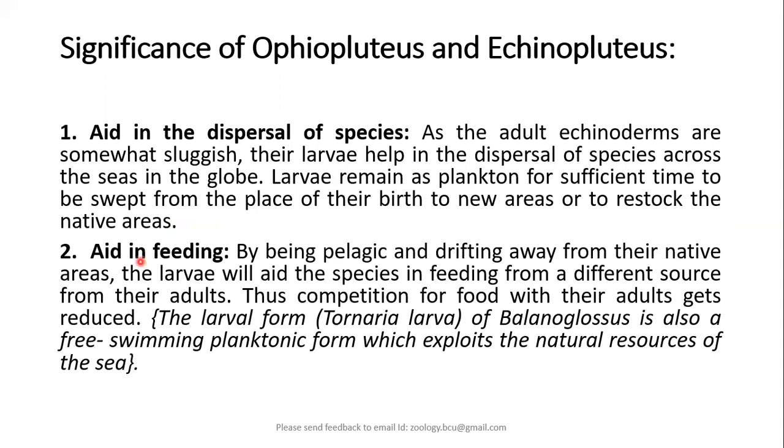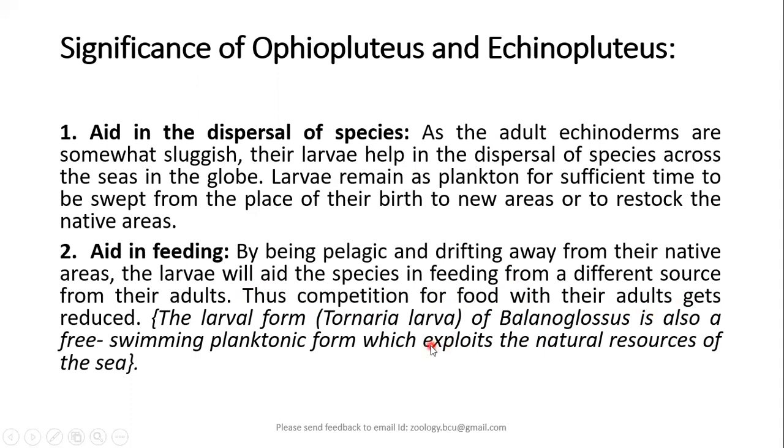In the same manner, because of this highly dispersible nature of the larvae, they also help the animals in feeding. How do they do that? By being pelagic and drifting away from their native areas, the larvae will aid the species in feeding from a different source from their adult. That means they decrease the competition for food with their own adults.